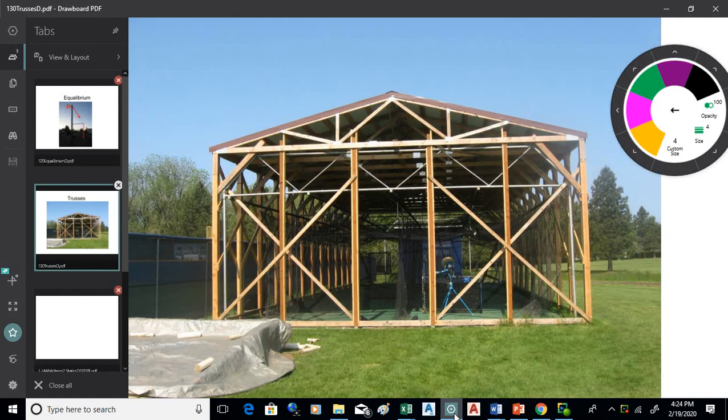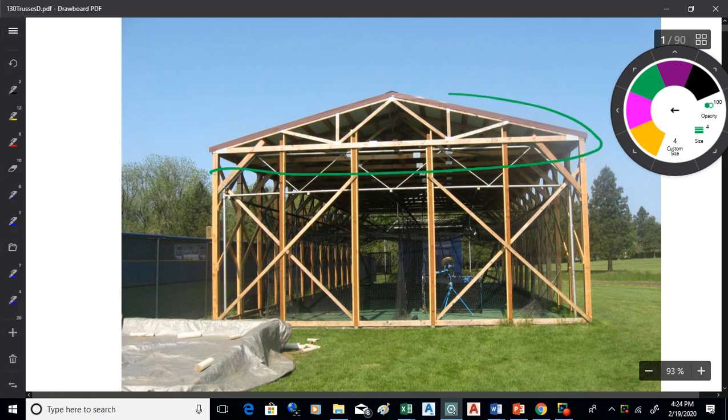All right, there's a truss, a roof truss on the top of this building here. That's a truss up there.